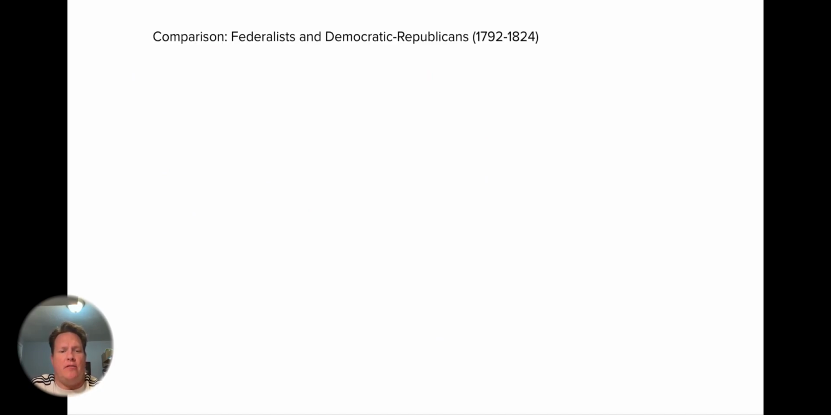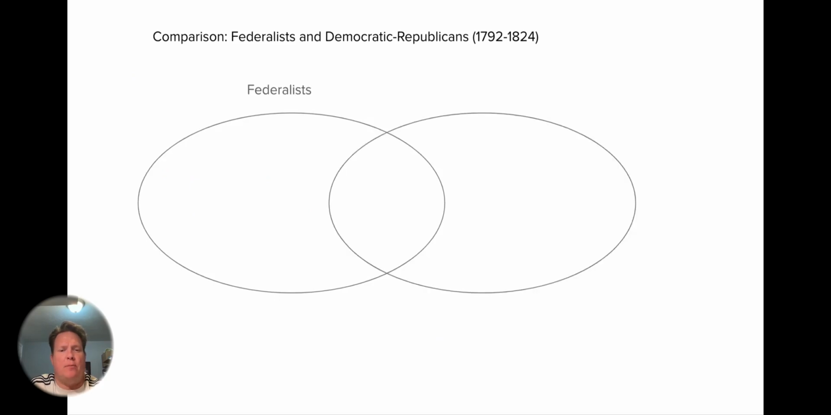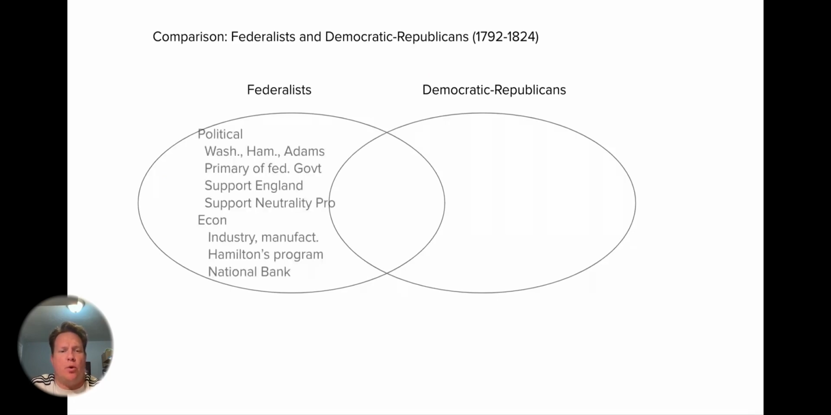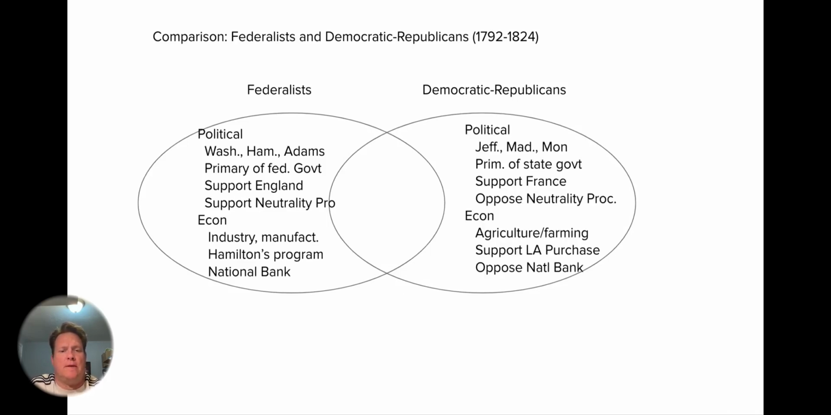So here I've got my Venn diagram with my Federalists and my Democratic Republicans. Here's all the things I brainstormed about the Federalists, politically and economically. Here's all the things I brainstormed about Democratic Republicans. And here in the center are the things that they have in common, or the similarities.